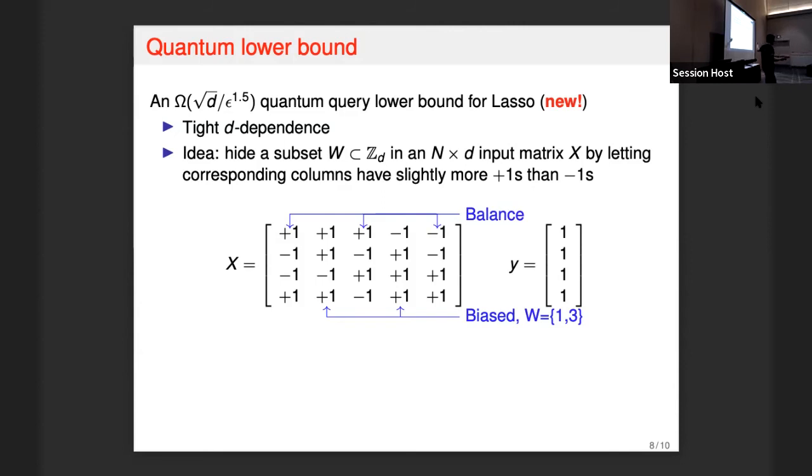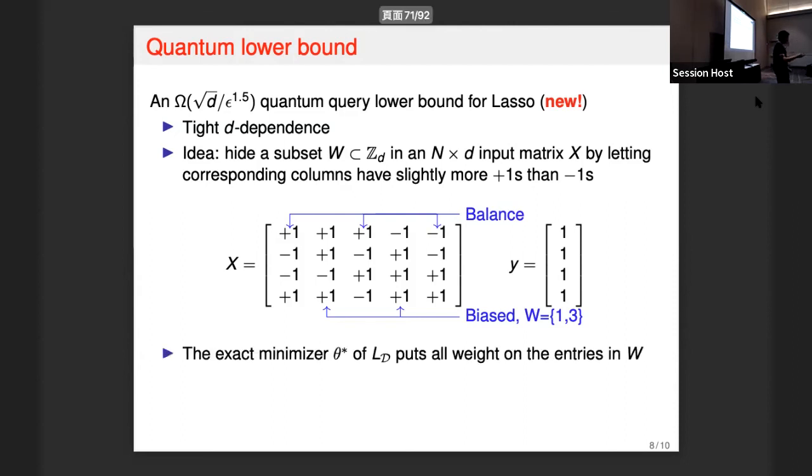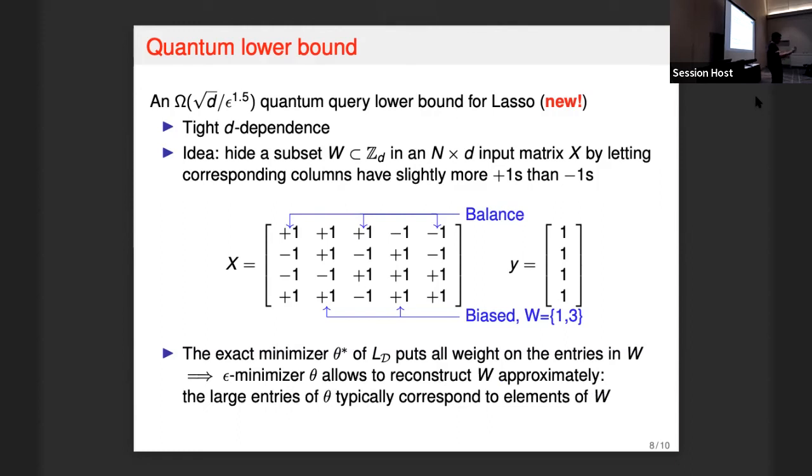Suppose we have the input capital X, and we set our Y to be the all-ones vector, and put them into the Lasso solver. Then the corresponding exact minimizer for the Lasso solver will put all its weight on entries of capital W. So an epsilon minimizer for Lasso can help us reconstruct this index set approximately. Typically the larger entries will be your answer. So now you already see that an epsilon Lasso solver solves a hidden set finding problem.